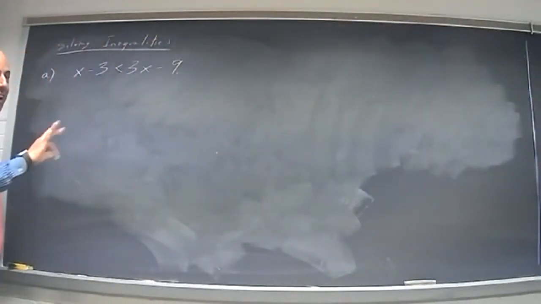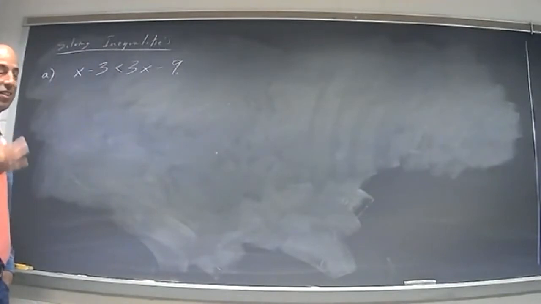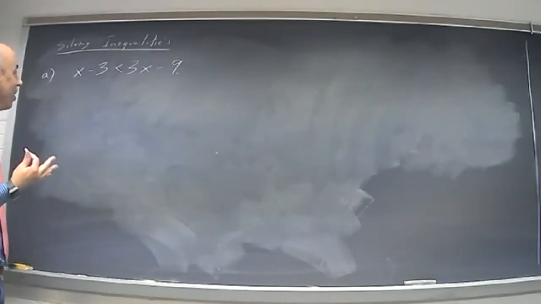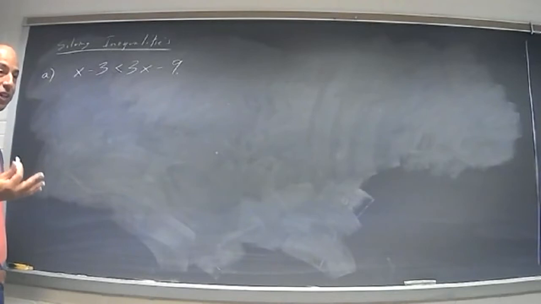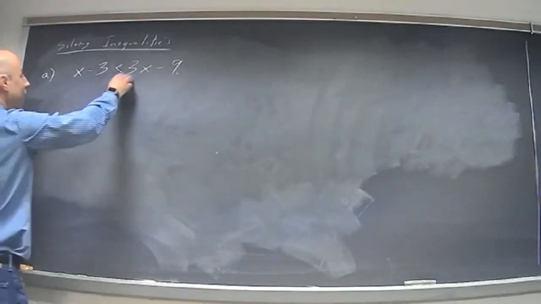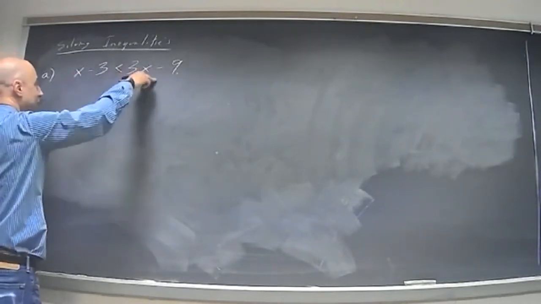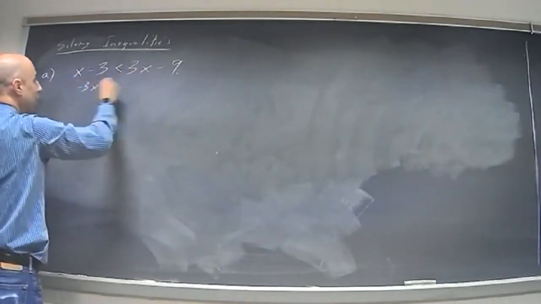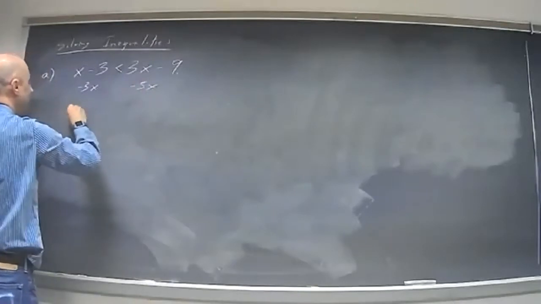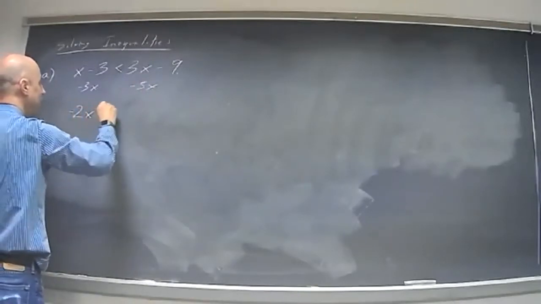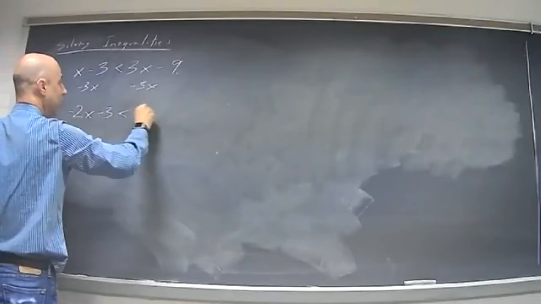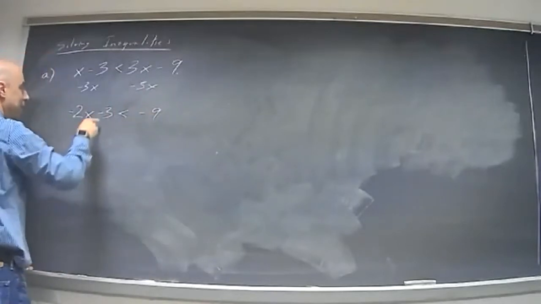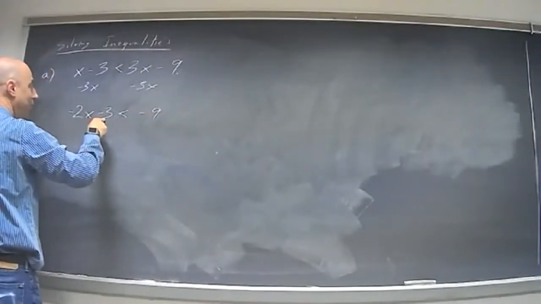Okay, now I obviously don't know what you all did, and as I said, there's multiple routes to the answer. I'm going to choose one in particular, just because I want to illustrate a point of something that you already know. I just want to remind you. I'm going to bring the x's onto this side and the numbers onto this side. So I'll subtract 3x on both sides. So I end up with minus 2x over here. And then I'm going to add 3 to both sides.